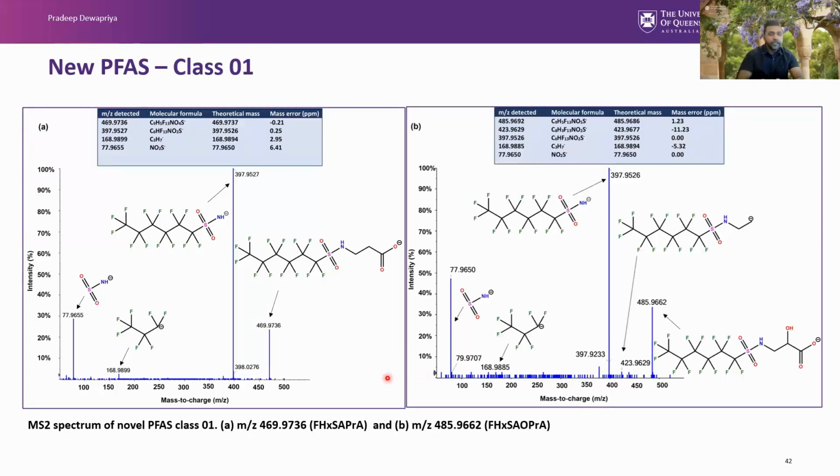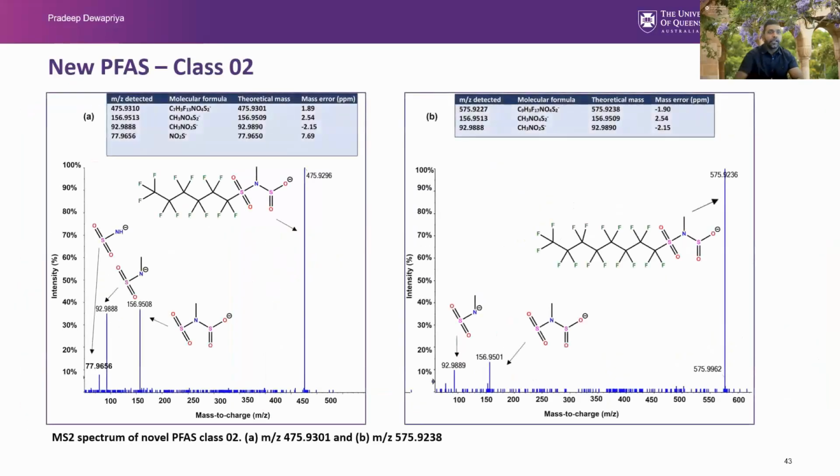This compound class was prominently detected in blood samples, and this is the second new class we identified. This class was prominently detected in serum samples. Again, the structures of these two compounds were also confirmed by careful analysis of diagnostic fragments. This class is completely new to PFAS chemistry and hasn't been reported in any environmental matrices before.